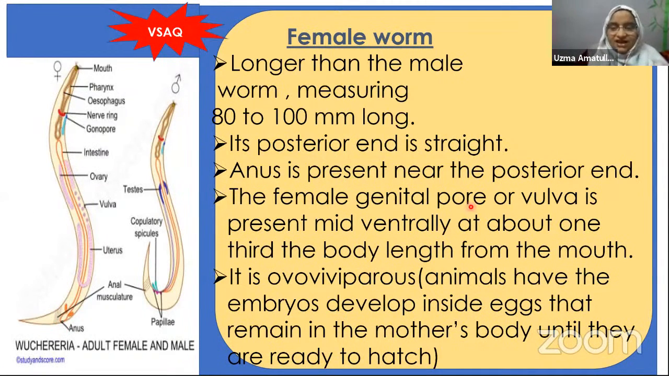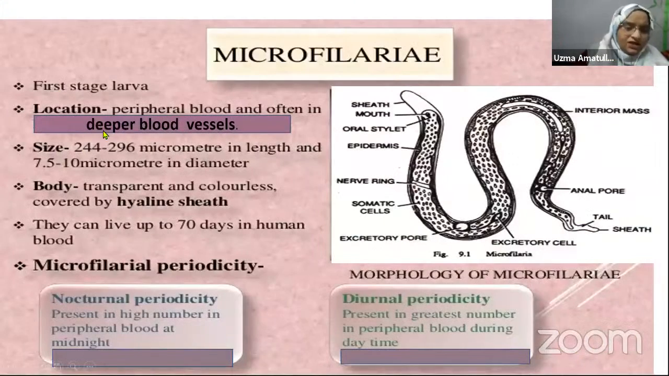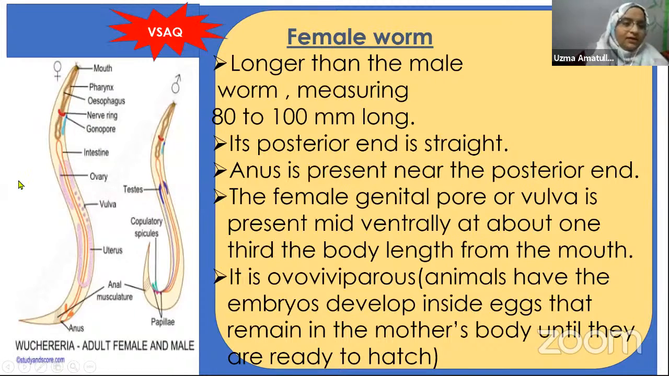Now, the female genital pore or vulva is present mid-ventrally at about 1/3 of the body length from the mouth. So, from the mouth, if you divide the body into 3 equal parts, then you will find that the vulva is present at the 1/3 length from the mouth.